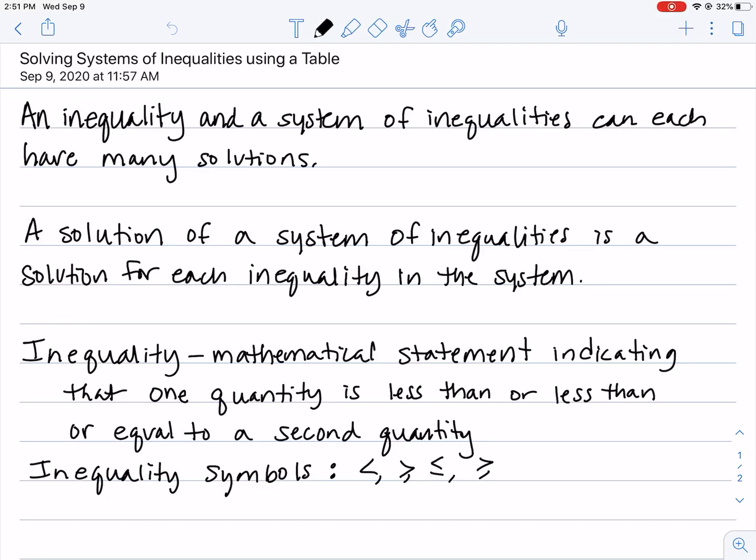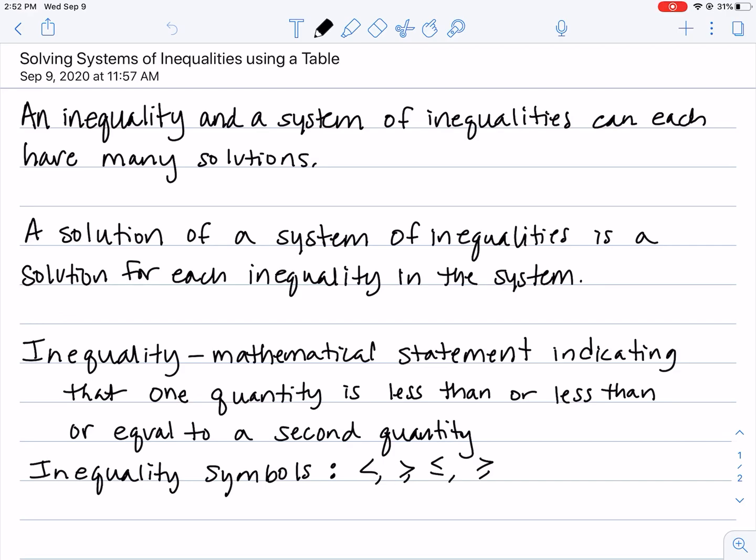Hi everybody. This video is going to be about systems of inequalities, and specifically how to solve systems of linear inequalities. An inequality and a system of inequalities can each have many solutions. There can be infinitely many solutions to an inequality and a system of inequalities. A solution of a system of inequalities is a solution for each inequality in that system.